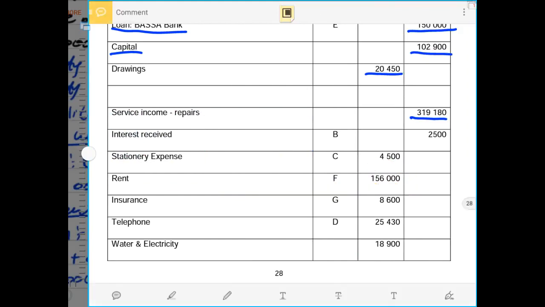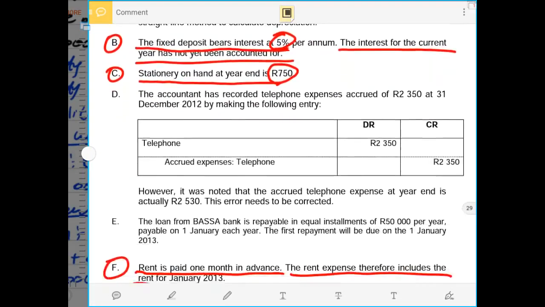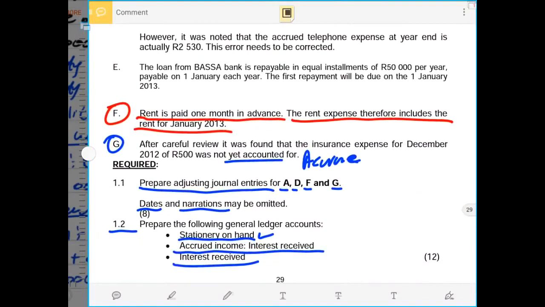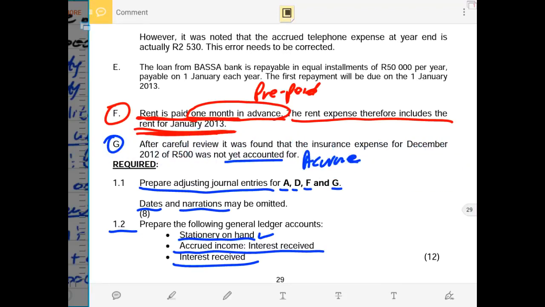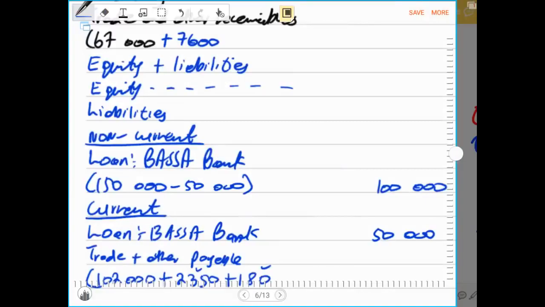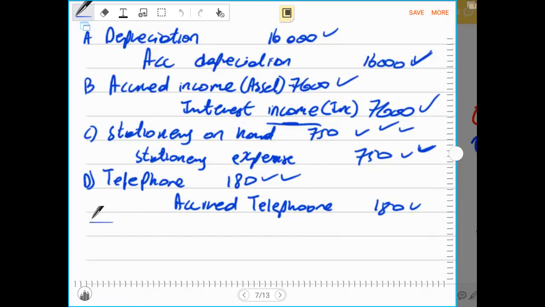Why do we say it is a prepaid expense? Because the adjustment has instructed us that rent is paid 1 month in advance. That means it is prepaid. That means the rent that we paid by December includes a rent for January 2013. They made mention of that very clearly. Meaning our prepaid expense is an amount of 12,000 rands. So that is number F, because number E was just a loan.